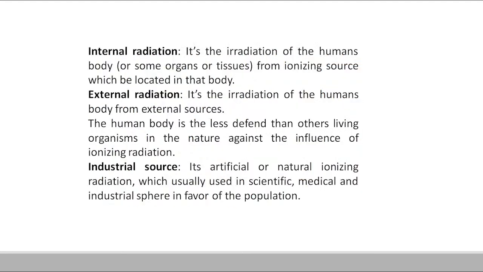Internal radiation is the irradiation of the human body, or some organs or tissues, from an ionizing source which is located in that body. External radiation is the irradiation of the human body from external sources. The human body is less defended than other living organisms in nature against the influence of ionizing radiation. Industrial source is artificial or natural ionizing radiation, which is usually used in the scientific, medical and industrial spheres in favor of the population.